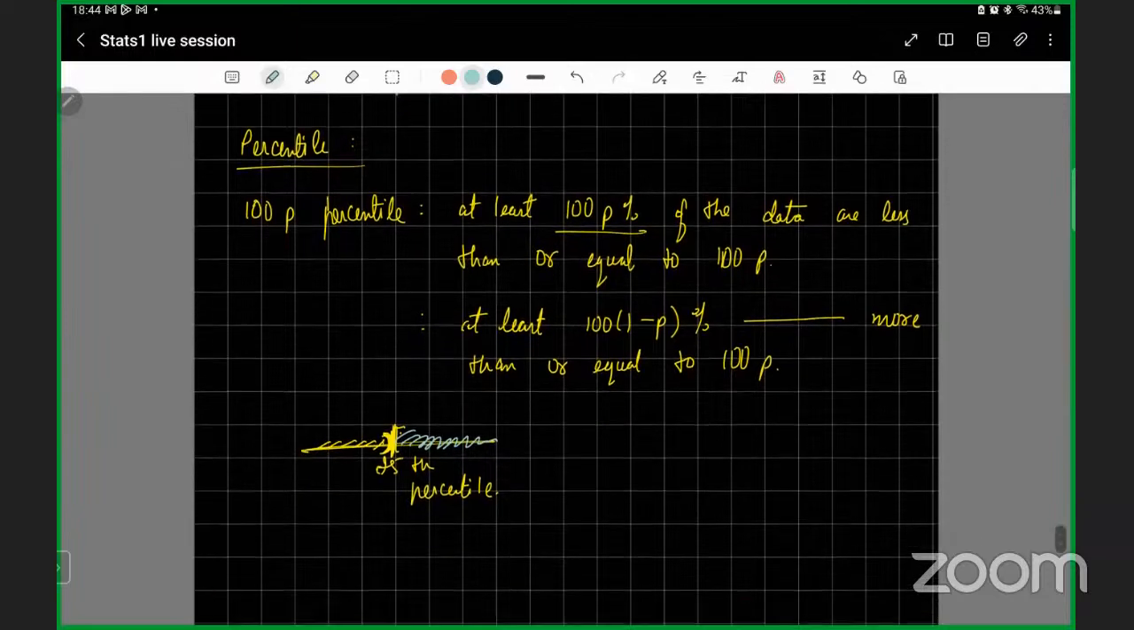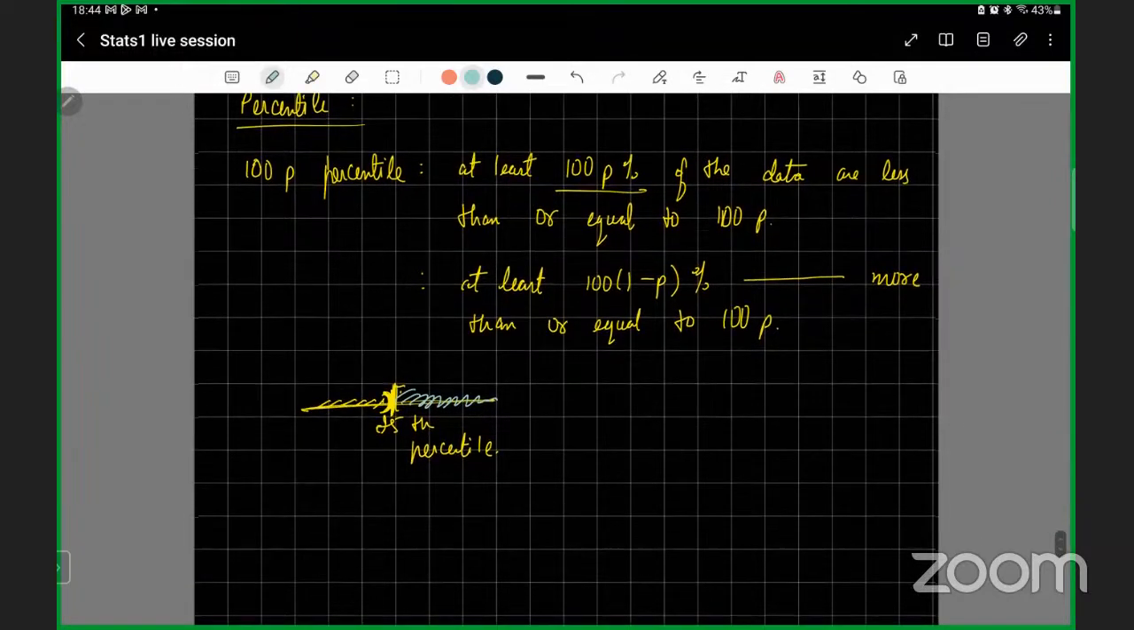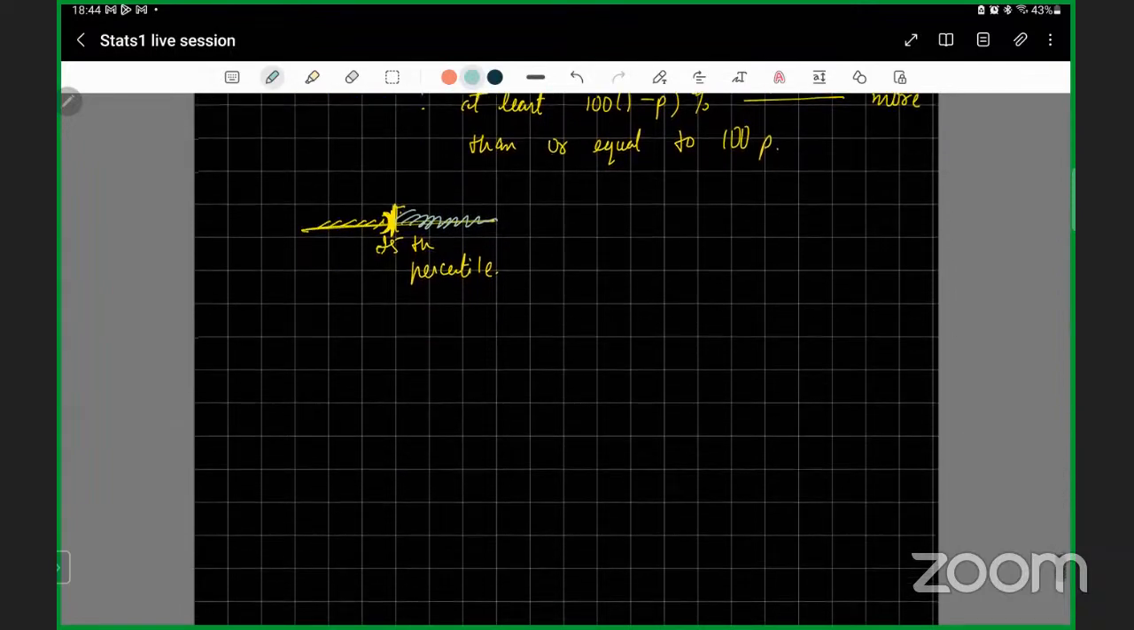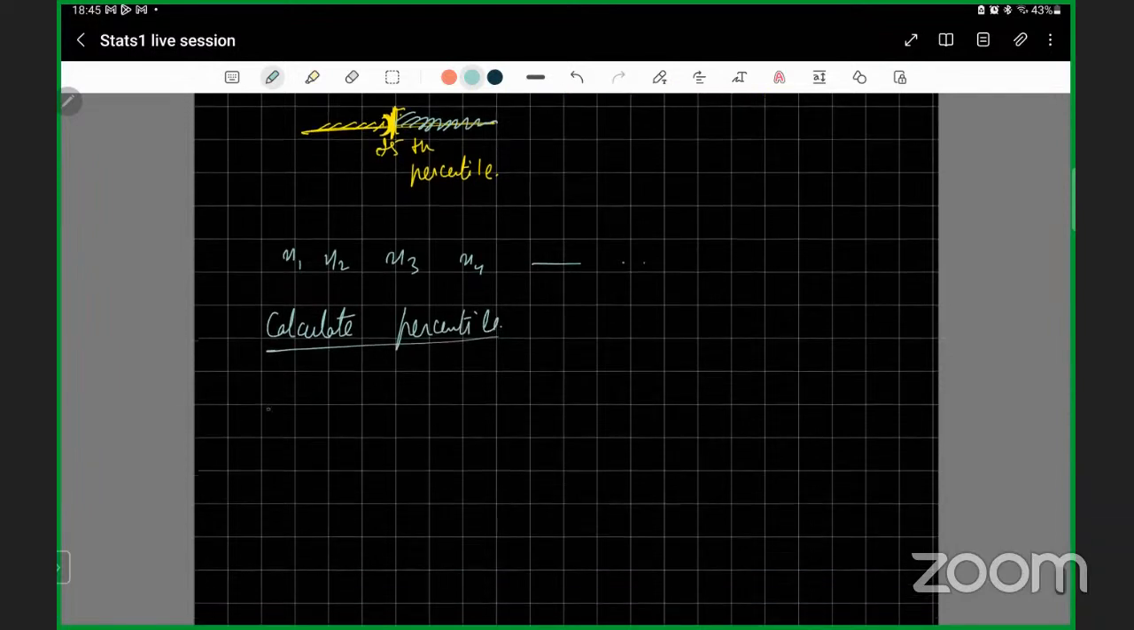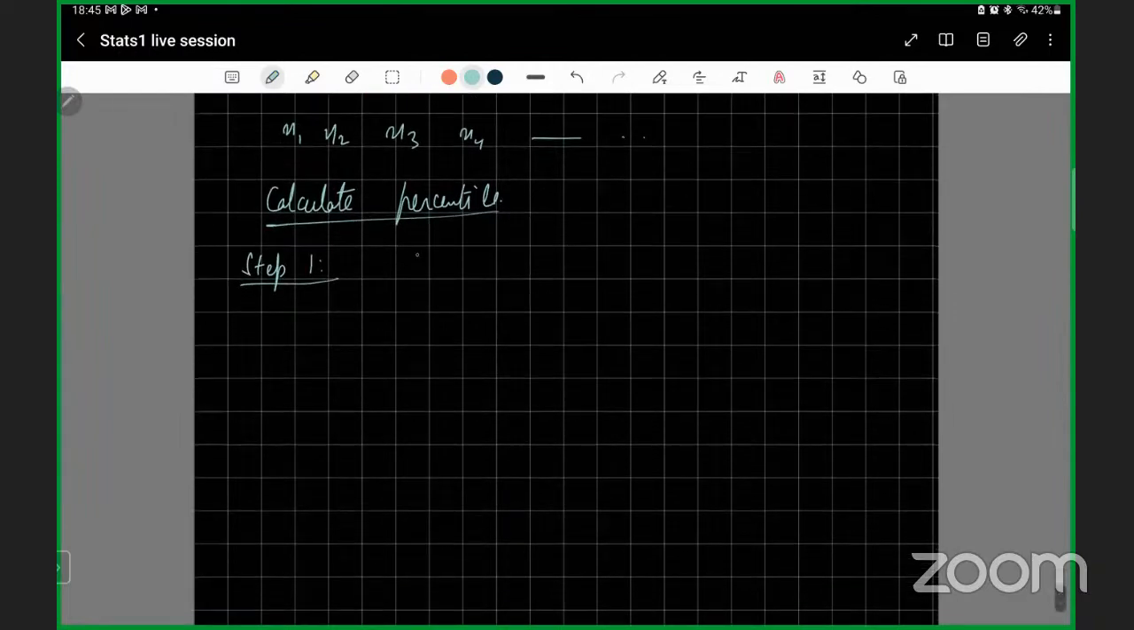Now this is about what actually the percentile is. Now if I give you some data points, let's say x1, x2, x3, x4 and so on, and ask you to calculate the percentile, how do you calculate it? The first thing you do, step 1 that you will follow, is to arrange your data.